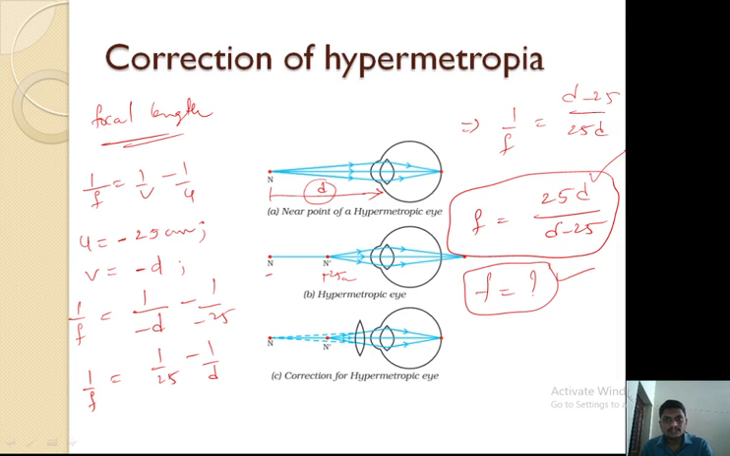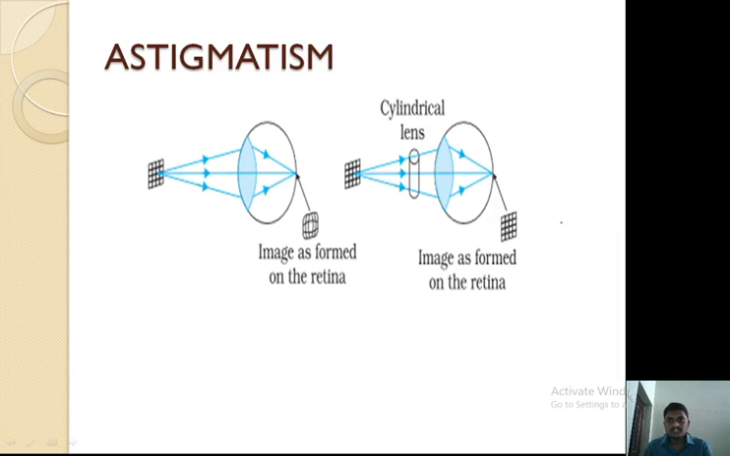Okay, so there is another defect, that is astigmatism. Here, when a square-like object, a mesh wire-like object, is placed before the eye lens, it forms the image exactly on the retina, but the shape of the object is distorted. We are not going to discuss this defect in detail. In astigmatism, you can see the object clearly, but the shape of the object changes.